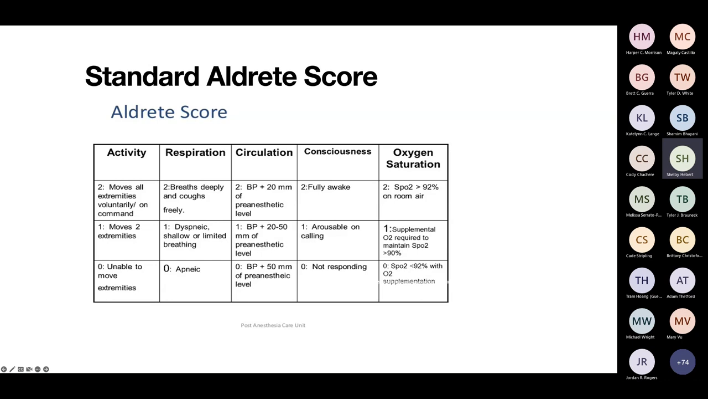So first thing they look at is activity. Are they able to move all their extremities voluntarily or on command? Are they only able to move arms? Maybe they can't move their legs. One of the other things that you have to think about here is if you've had a patient that got a spinal anesthetic, are they able to be discharged from PACU prior to moving their legs?